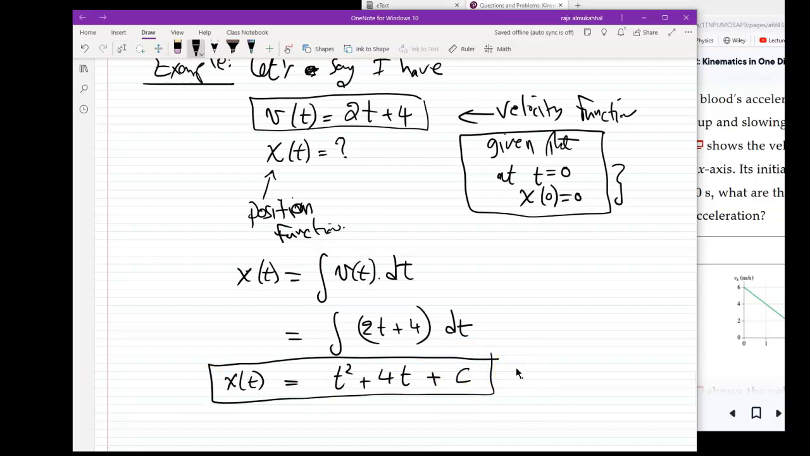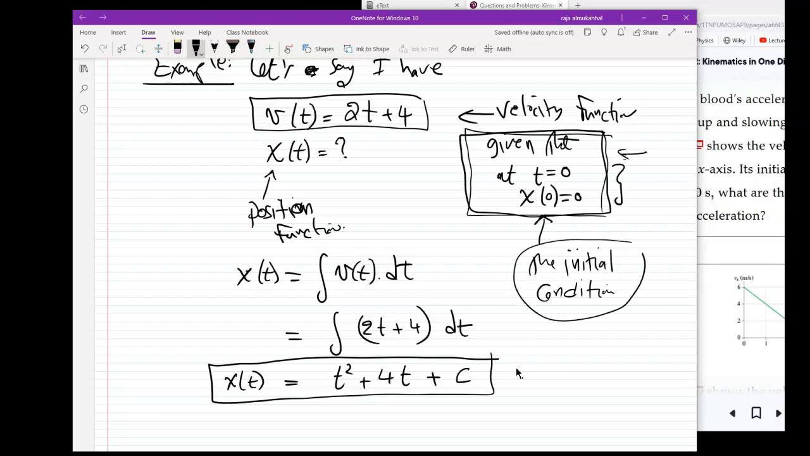Well, this is where this part right here is given to us. He didn't give you this for free. He said, given that at t equals 0, x of 0 equals 0. This is called, in mathematics, the initial condition. It's a good term to remember. The initial condition. There is also something called the boundary condition, but that's a big field in mathematics.